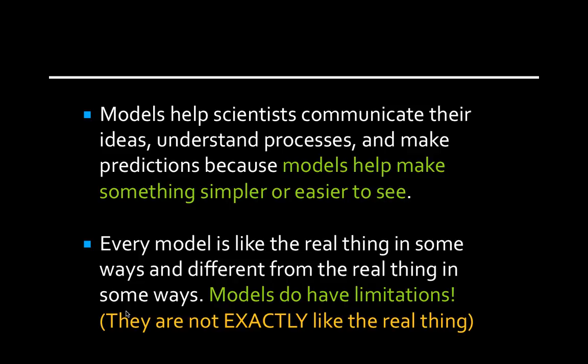Models help scientists communicate their ideas, understand processes, and make predictions because models help make something simpler or easier to see. That's why we use them. They're great. Every model is like the real thing in some ways, but it's also different from the real thing in some ways. This is an important point. Models do have limitations. They are not exactly like the real thing.